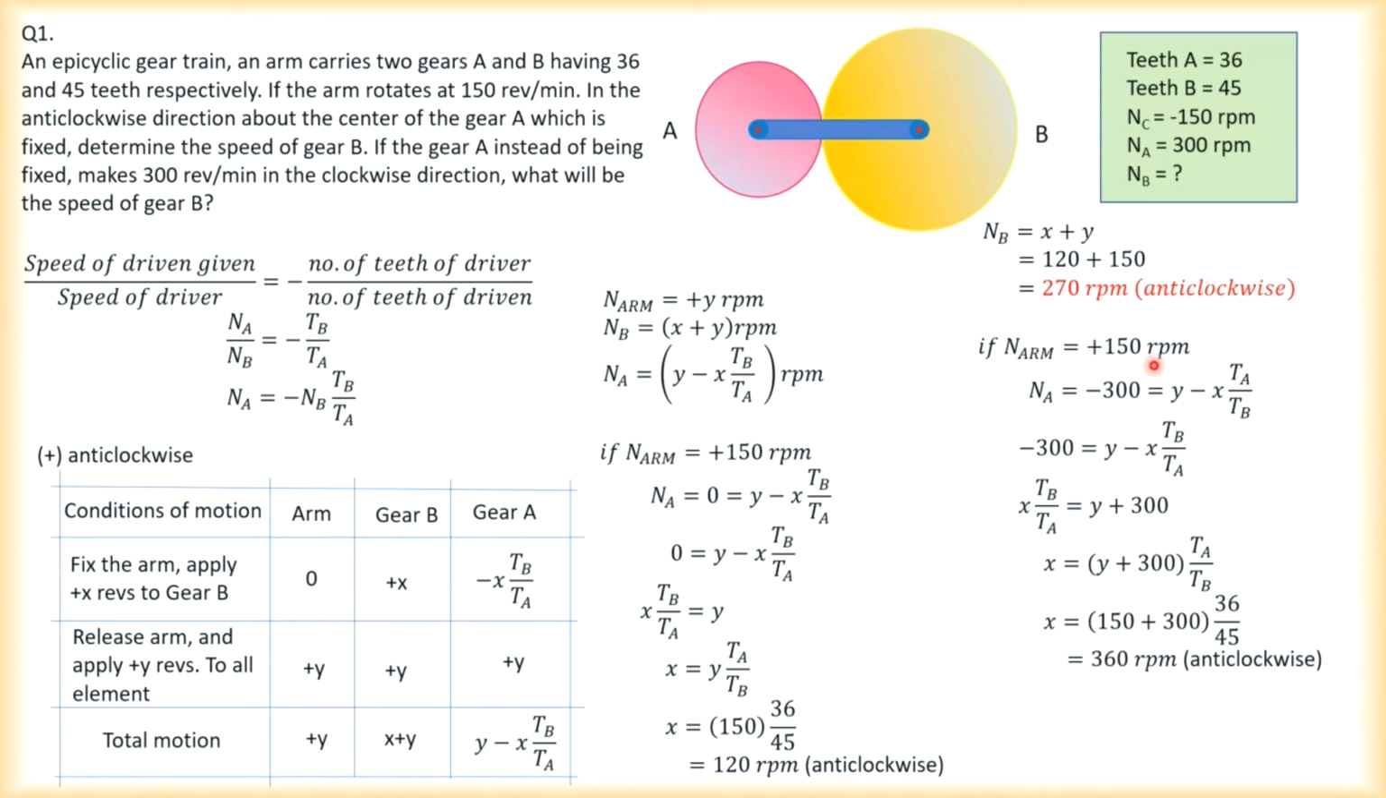Once you know the X and the Y for the second condition, you can find the speed of gear B. The speed of gear B is X plus Y. So you have X as 360 and Y as 150, and that is why you get 510 RPM anti-clockwise for gear B. So this would be the first example. We will continue with the next example in the next lesson. Thank you very much, everybody.